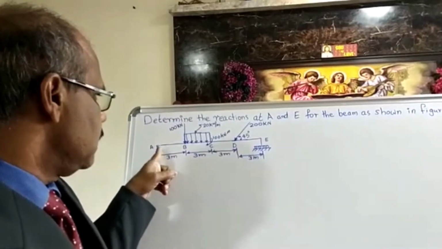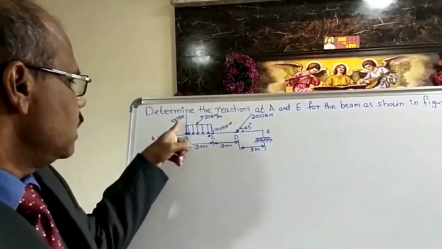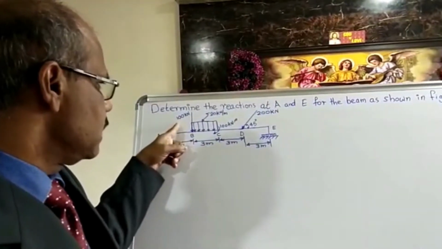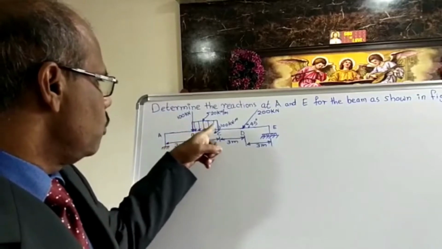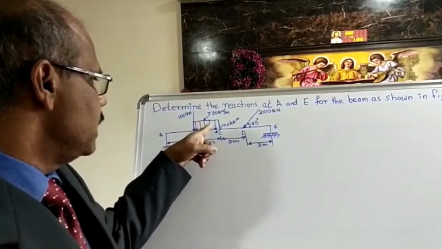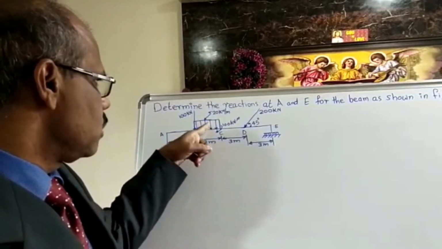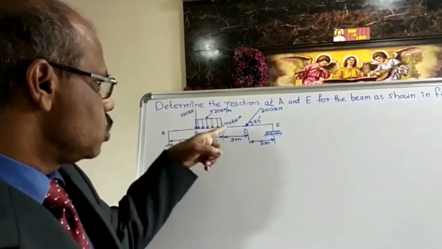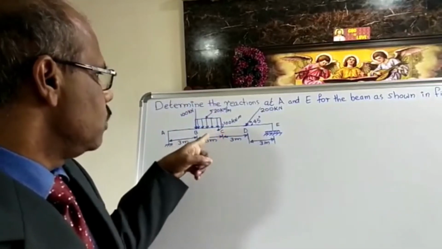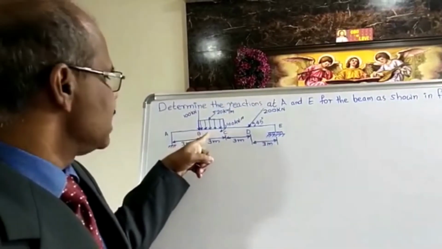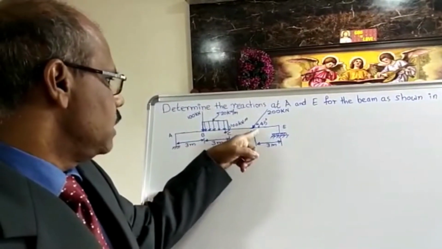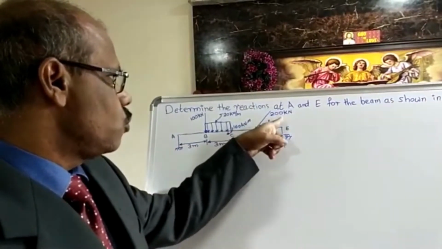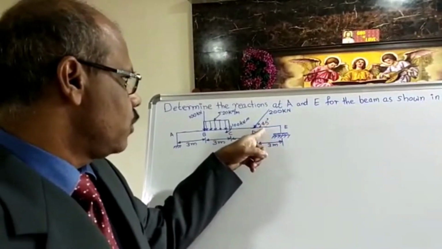At a distance of 3 meters, there is one concentrated, otherwise point load of 100 kilonewton. Thereafter we have a uniformly distributed load of 20 kilonewton per meter, and here a couple of 100 kilonewton is also included at the point C. The uniformly distributed load is from B to C, and then at point D we have an inclined force of 200 kilonewton, inclined at 45 degrees.